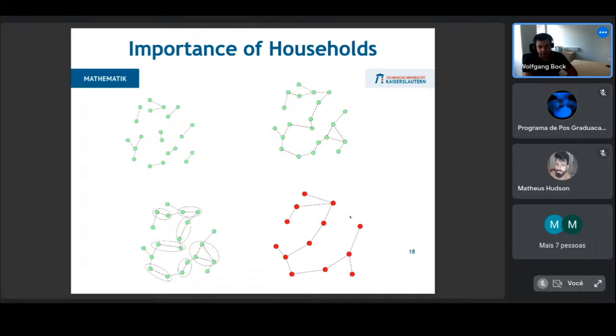You can have a lot in a household network. If you say that every one of these households would be a cluster or a vertex actually, then you don't need many connections to get back to a giant component and to a giant network.